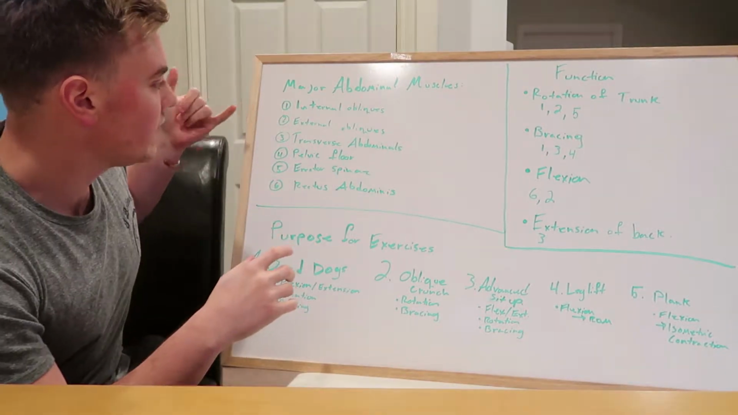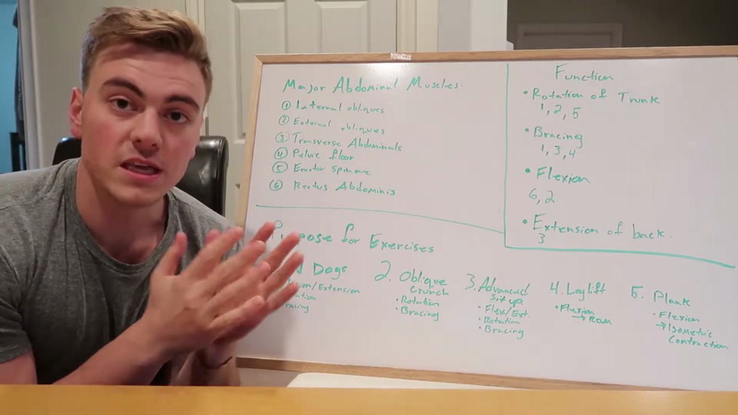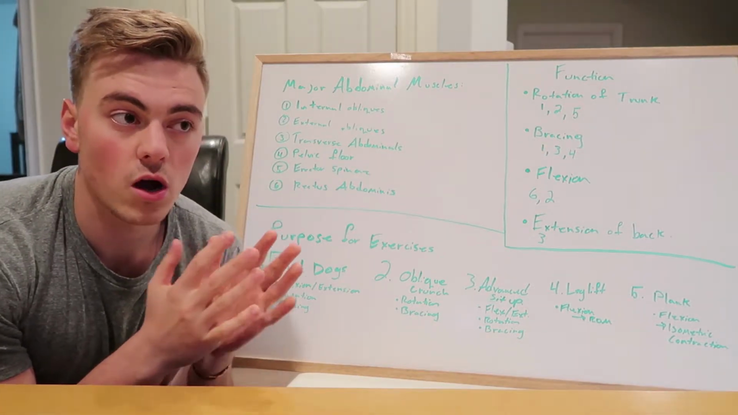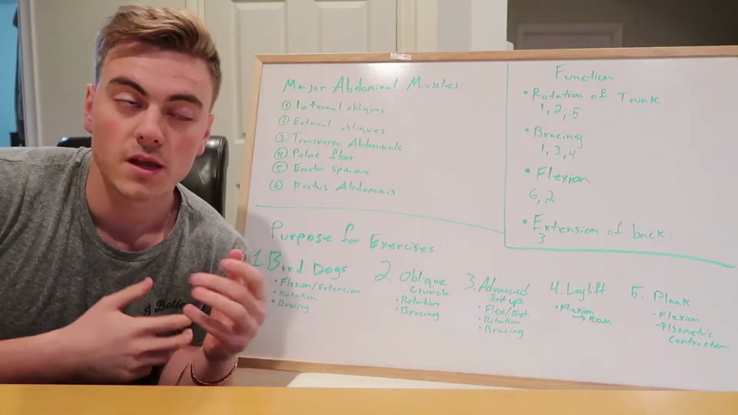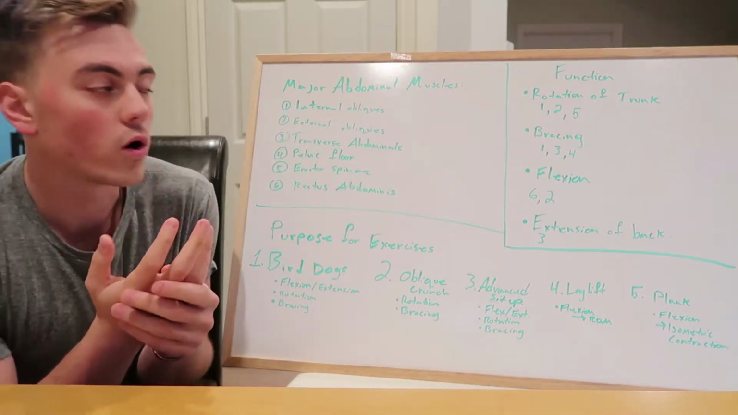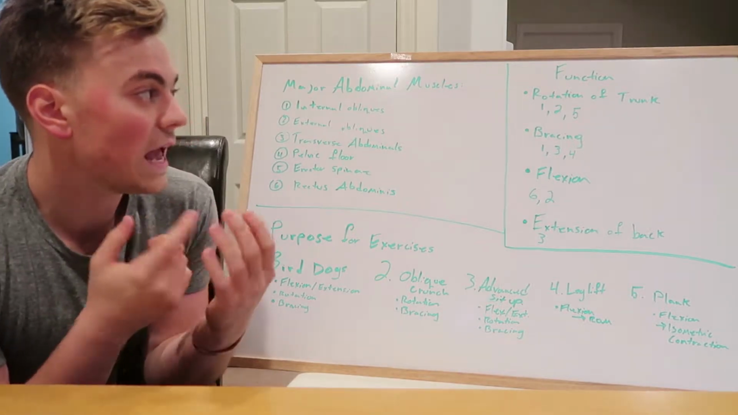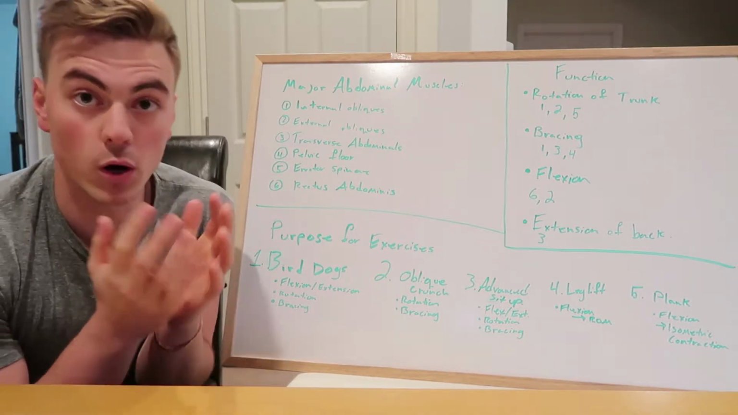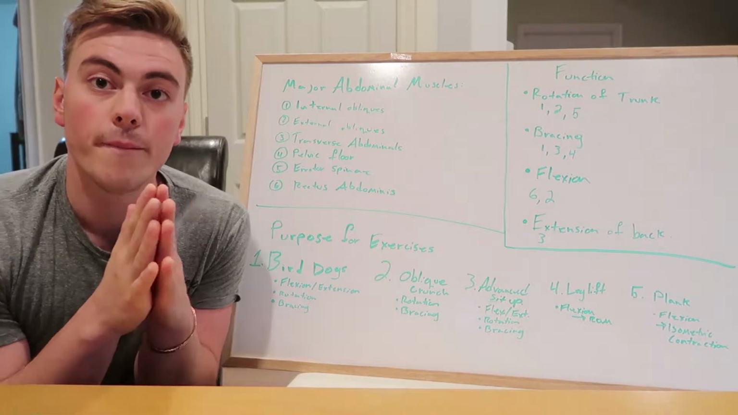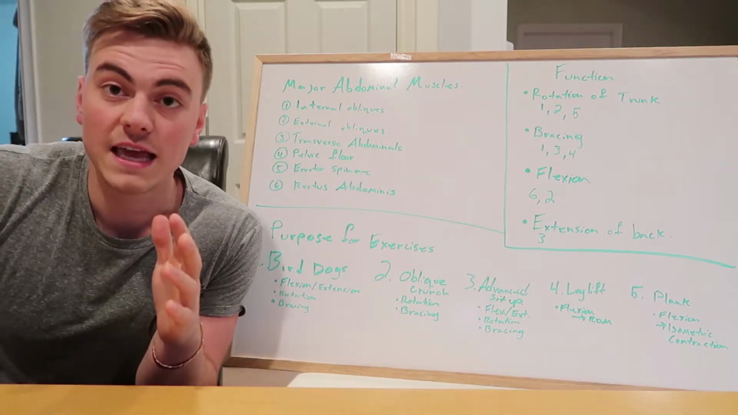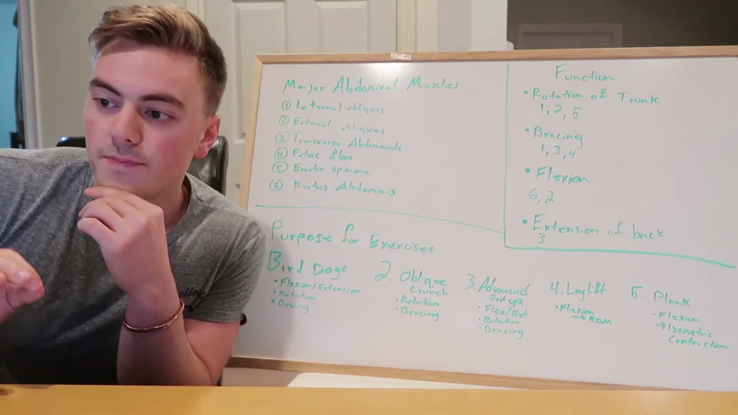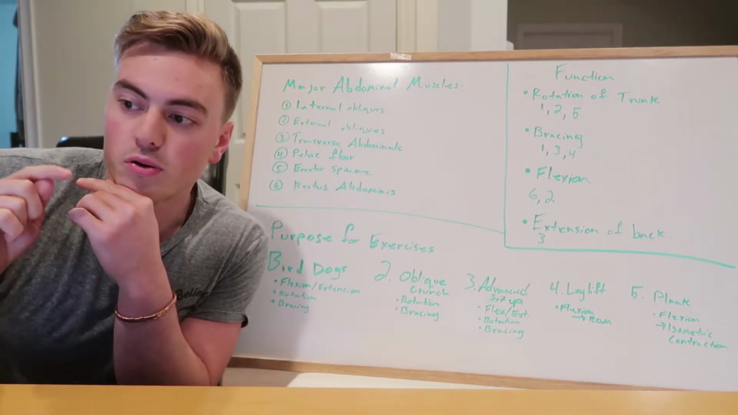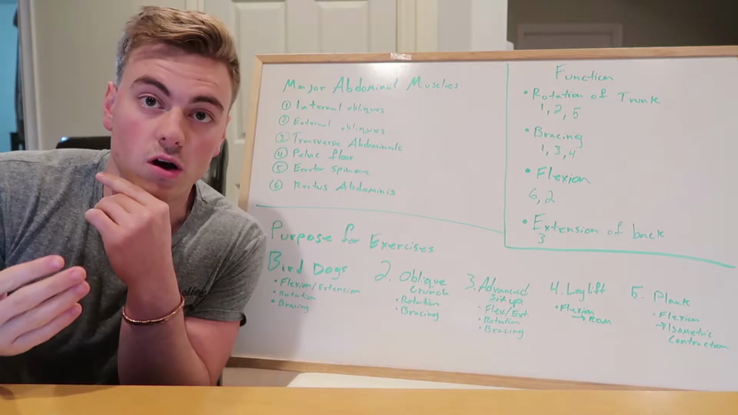So the internal and the external obliques. These two muscle groups are along each side of the body. What they are responsible for is the rotation of the trunk mostly. There is some bracing that is involved in the muscle group. The internal obliques brace the pressure increase within the trunk.